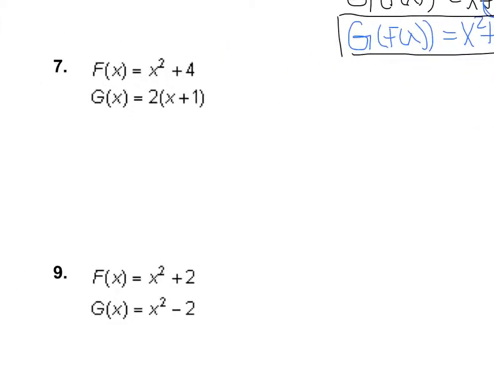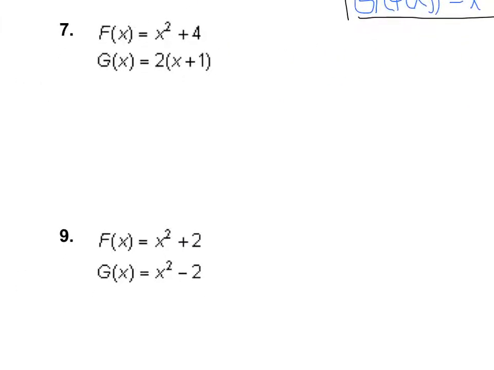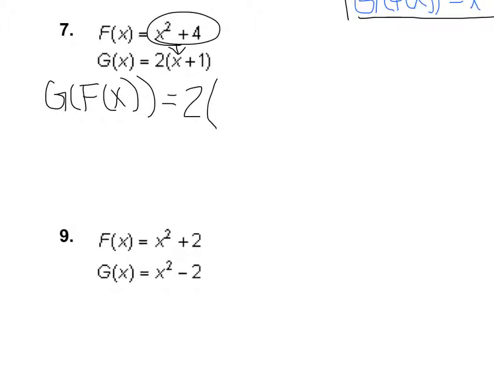Number 7. I have x squared plus 4 for f of x, and g of x equals 2 times x plus 1. So I'm looking for g of f of x. That means I want to take f of x and I want to plug it in place of x in the g of x function. So that's going to be 2 parentheses. Instead of x, I'm going to put x squared plus 4, plus 1.